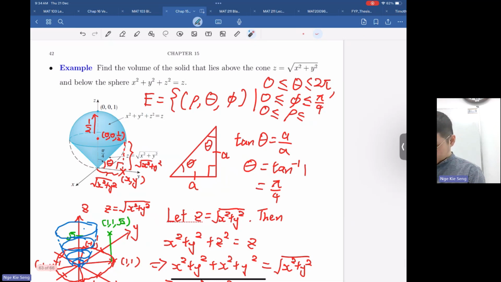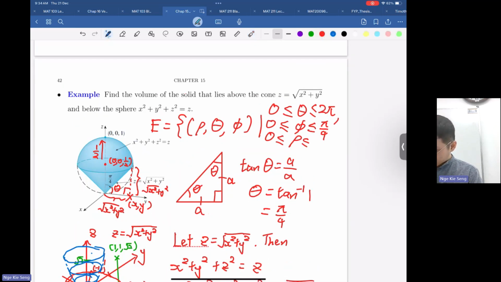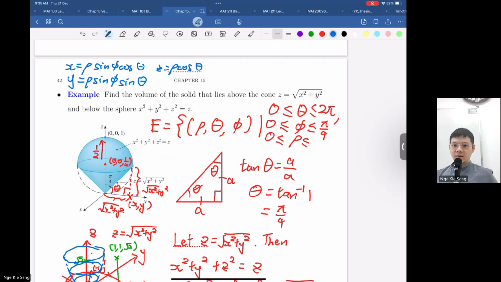Okay, so let's recall what the change of variable is here. x equals rho sine phi cos theta, y equals rho sine phi sine theta, and z equals rho cos phi.